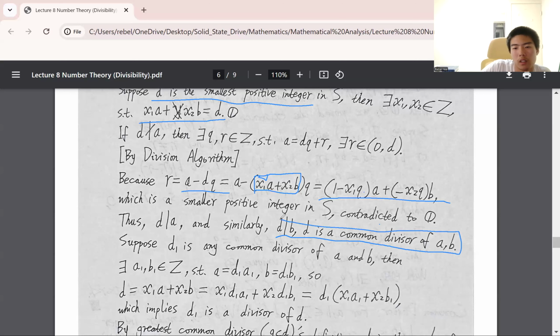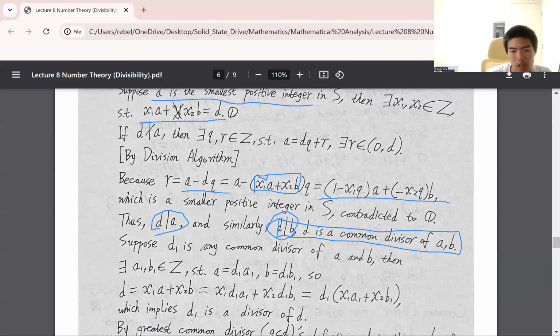And this is by the fact of these two statements. So that's it. And we suppose D1 is any common divisor of A and B. In this case, why we suppose D1 is any common divisor, we have to find that for all D1, D1 is also a divisor of D. So then we proved D is the GCD.